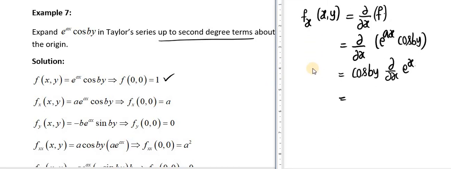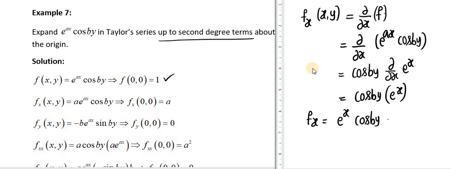Next, e power x differentiation is e power x only. That's why f_x is e power x into cos y. Here a is there, observe once. So e power ax differentiation is e power ax, and ax differentiation is a. So we are going to get a also. This is the value of f_x.